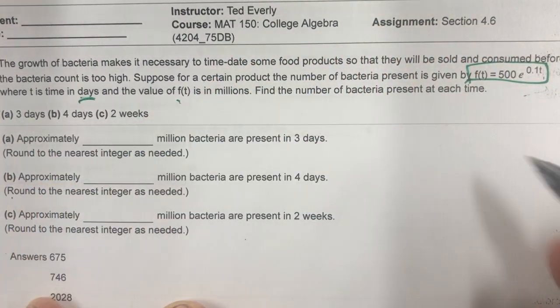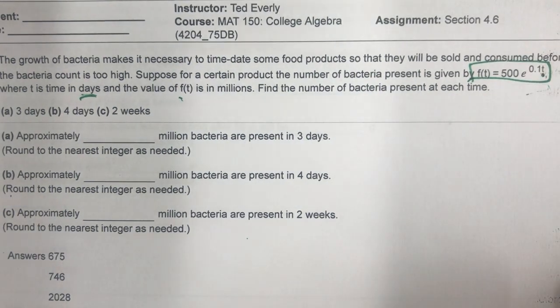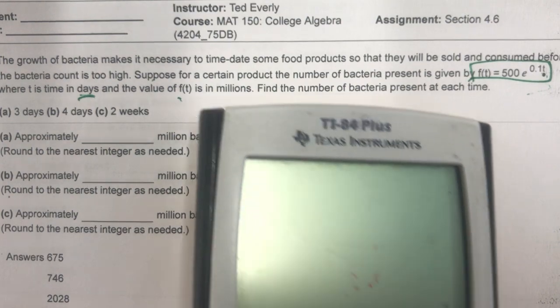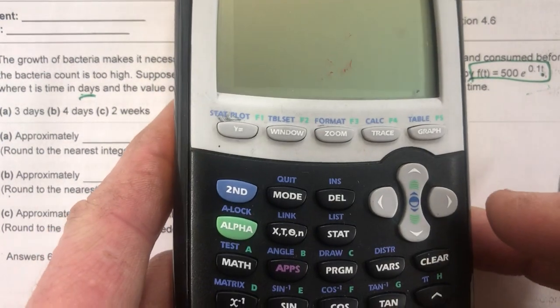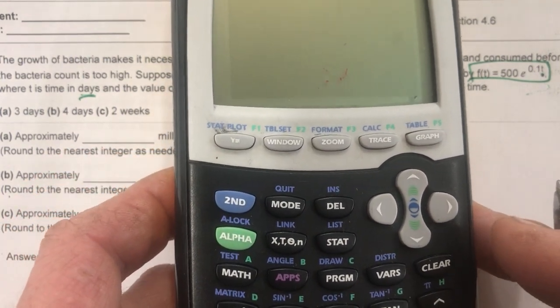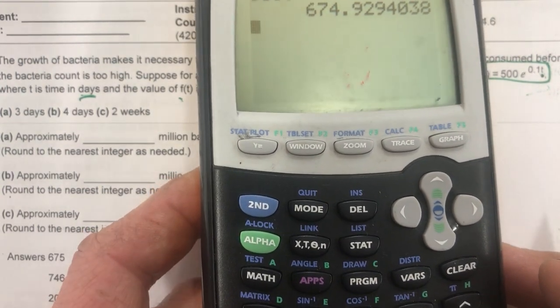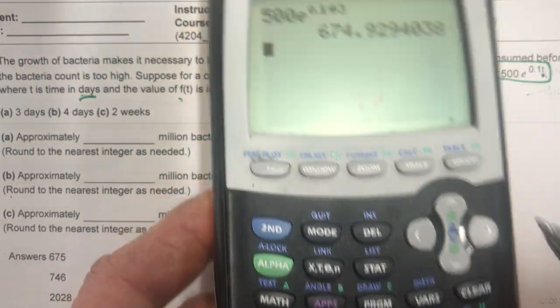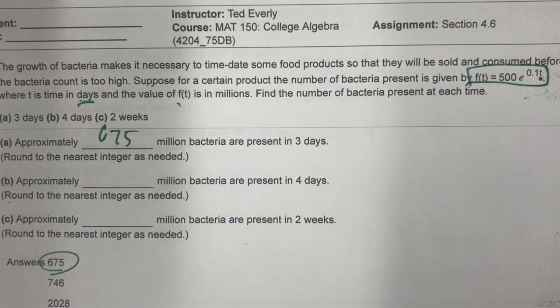So first is 3 days. Basically, all I'm going to do is, right here where t is, I'm going to put 3 in there. I'm just going to get my calculator here. I'm going to do 500, and I'm going to have e to the 0.1 times, and it was 3 days, so 3, and I get 674.9, which rounds up to 675. And here's the answer right down there, so you can see we're in good shape.